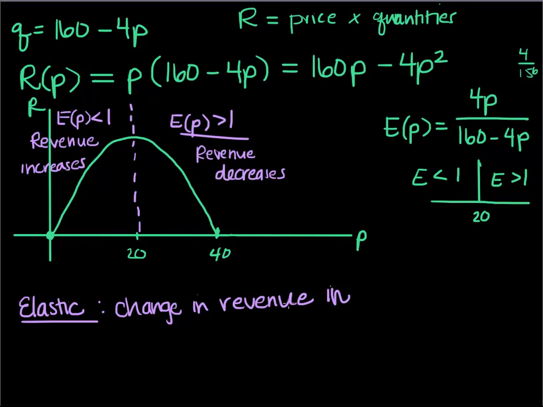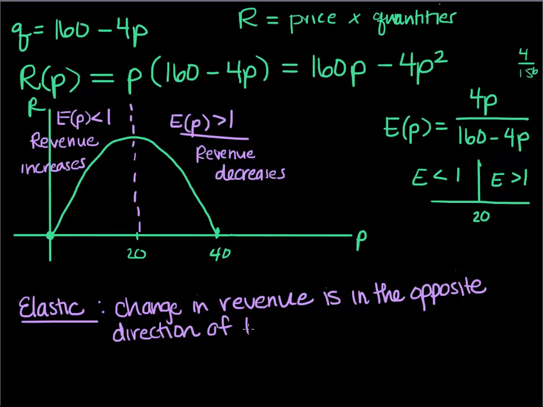A change in revenue. Okay, let's see if this is going to work. Okay, there we go. Sorry about this, guys. So my change in revenue is in the opposite direction as my change in price, if we have an elastic system, in the opposite direction of the change in price.